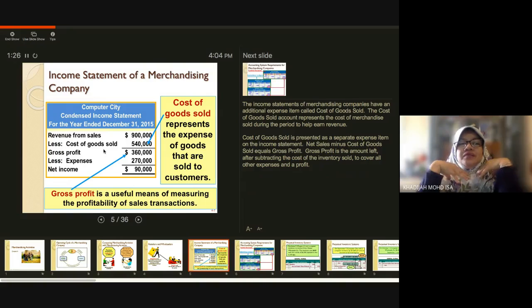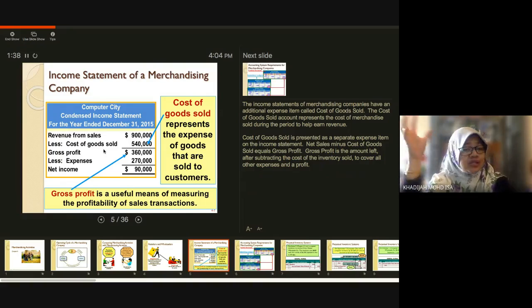So previously, if you're talking about a service company, they only have revenue minus expenses. Why? Because they don't have any cost for goods sold, because they don't sell goods, they sell services. In merchandising, you will have to know the cost of goods sold, because then you compare the cost and the selling price, that is your gross profit, and then take into account all other expenses incurred by the company in arriving at your net income, right?